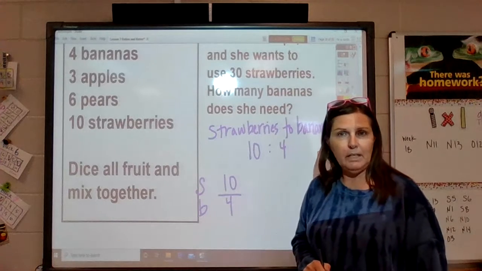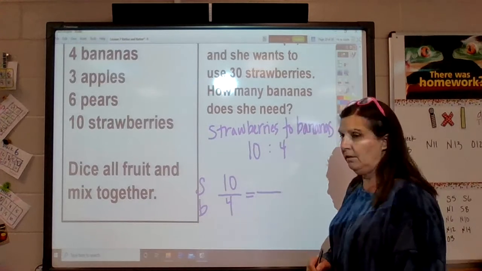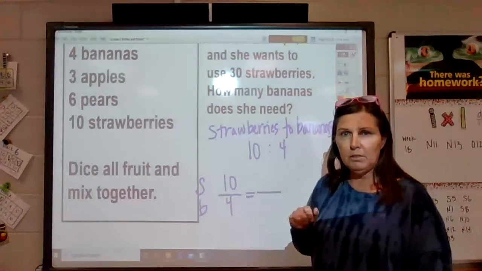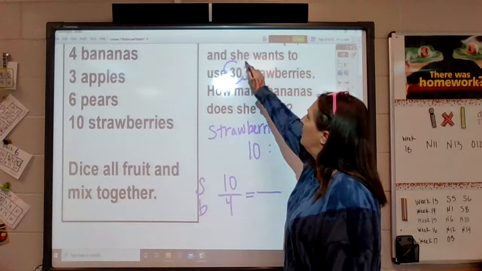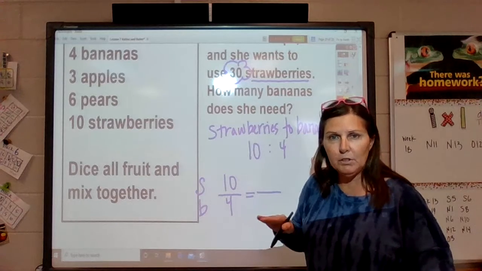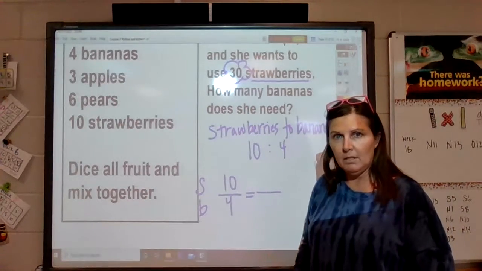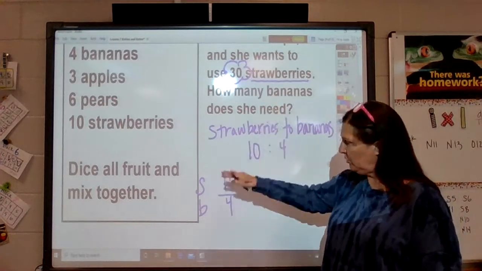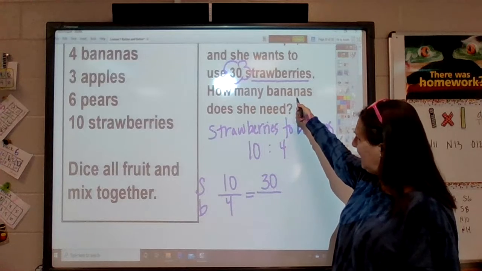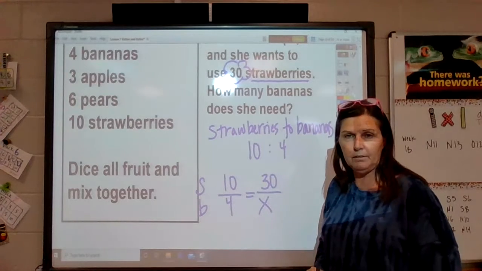Then we're going to make what next? We're going to make a proportion by making an equivalent ratio. And then we get our last number from our problem. And it says she wants to use 30 strawberries. So 30 is our number. And then we have to decide, in this problem, should 30 be on the top or on the bottom? In this case, since it's strawberries, strawberries are on top. We're going to put 30 here. And then we're solving for bananas, which is at the bottom.